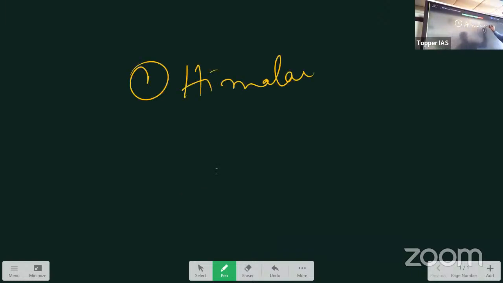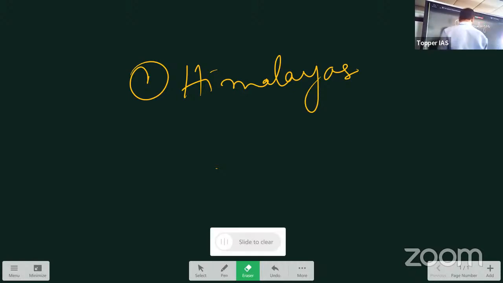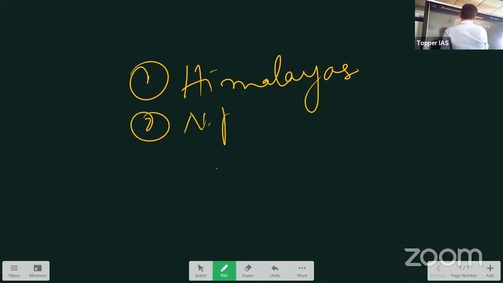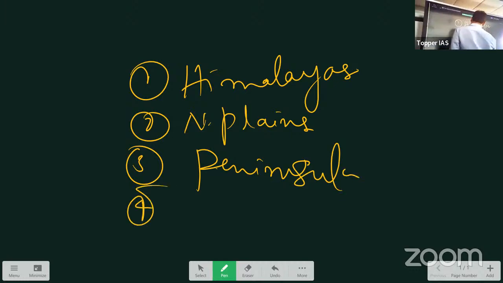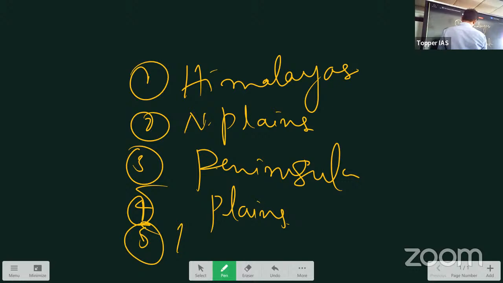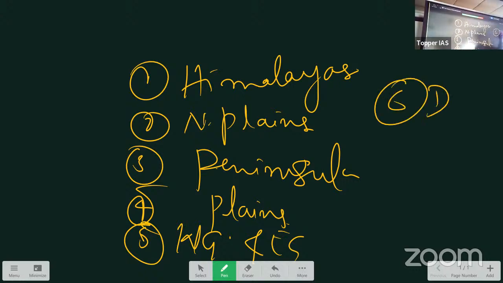Himalayas, so Himalayas next, northern plains next, peninsular plateau, then plains, Western Ghats and Eastern Ghats, deserts, coastal plains, plateaus within peninsular plateaus, then islands. Okay, these are the divisions.